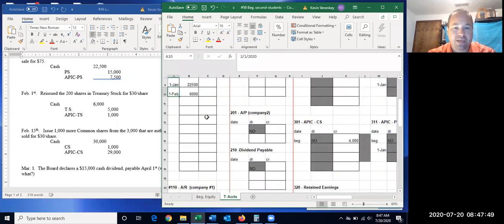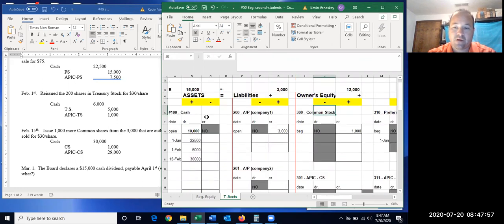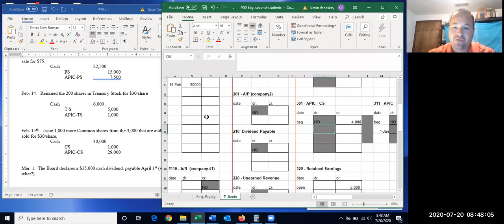Right, let's update our T accounts. We're at 2/15. We brought in 30,000. Then on 2/15, another 1,000 of common stock at par. Then on 2/15, the rest was additional paid-in capital that I sold it over the par value.